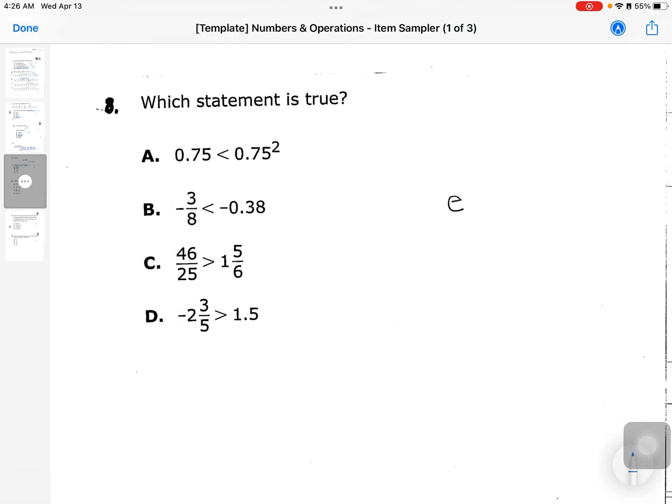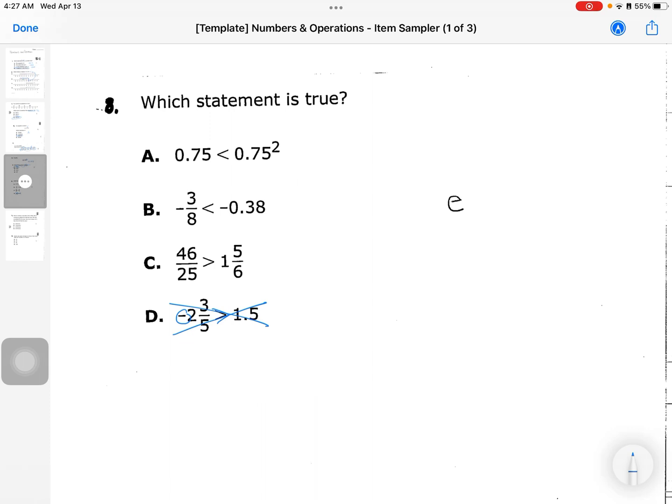Which statement is true here? To do this, you're going to have to convert them to the same form. And take a look at some of them. Well, if I look at D, I can automatically rule out D because this is telling me that a negative number is bigger than a positive number. And I know for sure that that is not true.